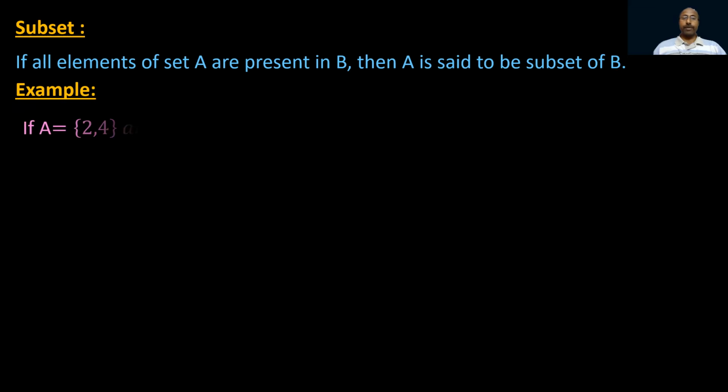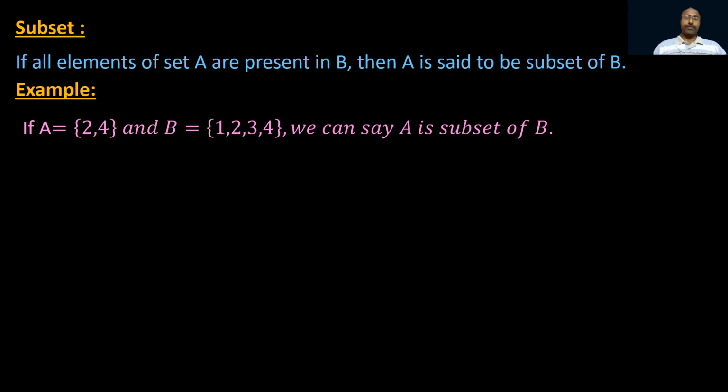For example, if we take A equal to the set of elements 2 and 4, and B is equal to the set of elements 1, 2, 3 and 4. As all elements of A, that is both 2 and 4, are present in B, we can say that A is a subset of B. Here the elements 2 and 4 which are present in A are also present in B. So here A is a subset of B.